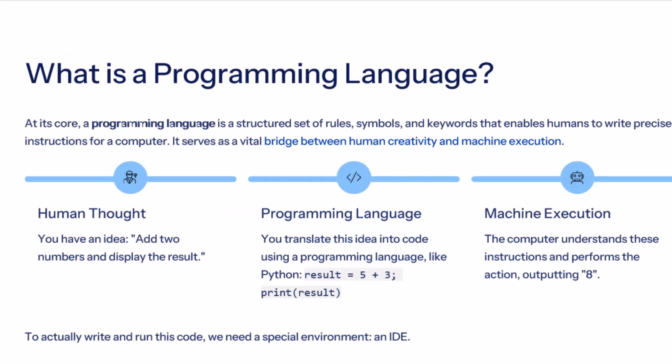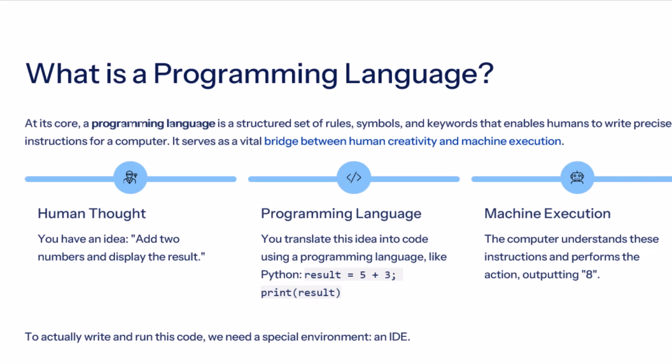Programming languages, as we said, come in different types, the high level and the low level, and we also have examples of each. For the high level we have Python and C++, and for the low level we have assembly. A programming language is just a structured set of rules. It enables humans to write instructions for a computer to understand.